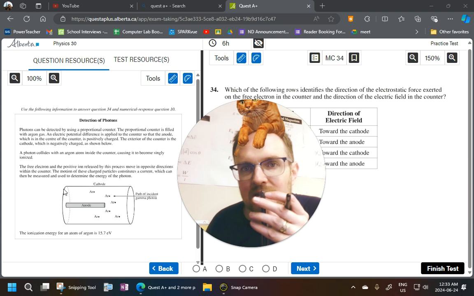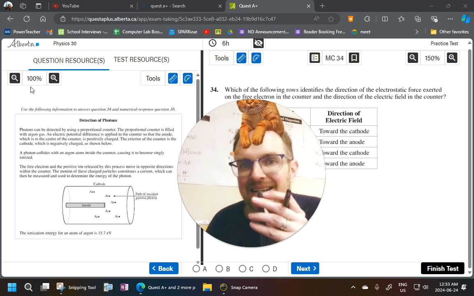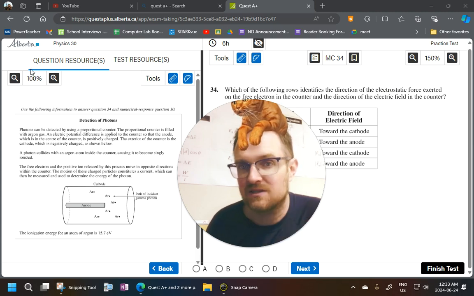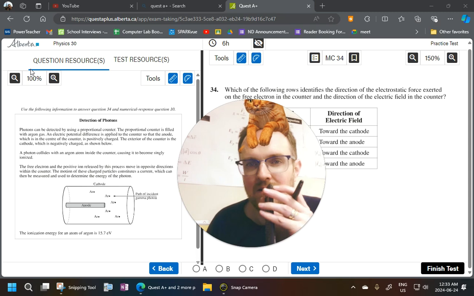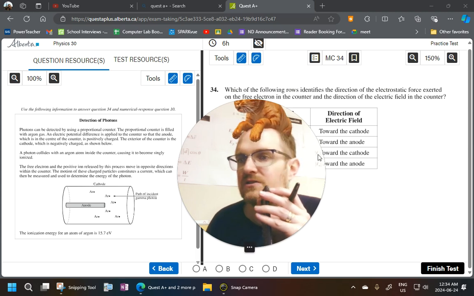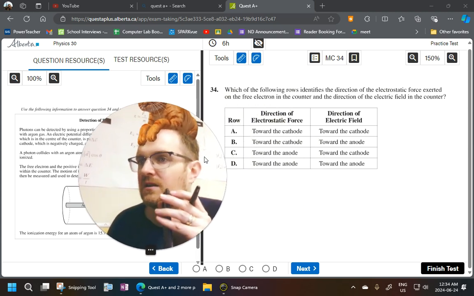What else happens here? Photons collide with the argon, causing them to become slightly ionized. So they're going to bounce out the electrons. They're going to become positively charged. The free electrons and the positive ions released by the process move in opposite directions because of the plates. The motion of these charges constitutes current, which can be measured and used to determine the energy of the photon. Okay. They tell us what the ionization energy is. Okay.